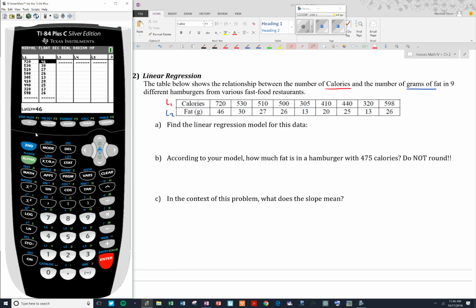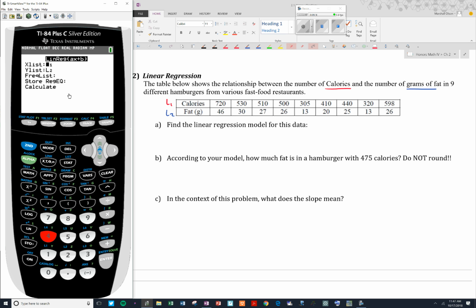All right, so I'm going to go back to my home screen. Just quit out of this. It looked somewhat linear, so I'm going to do the linear regression by going to Stat, Calculate. We want to do either number 4 or number 8 if we're doing a linear regression. I'm just going to stick with number 4.